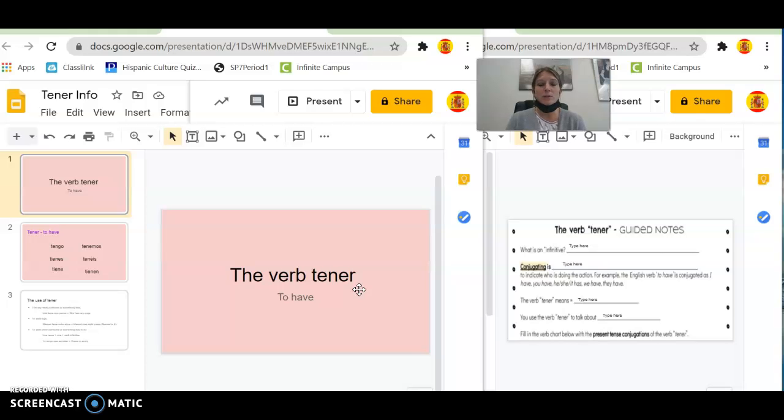In the infinitive form, it won't agree with the subject. I can't say yo tener, I to have. That doesn't make sense. So I need to conjugate. Conjugating is changing the verb to agree with the person or thing doing the action. So down here, tener means to have. We use the verb tener to talk about what people or things have. We can talk about possession.